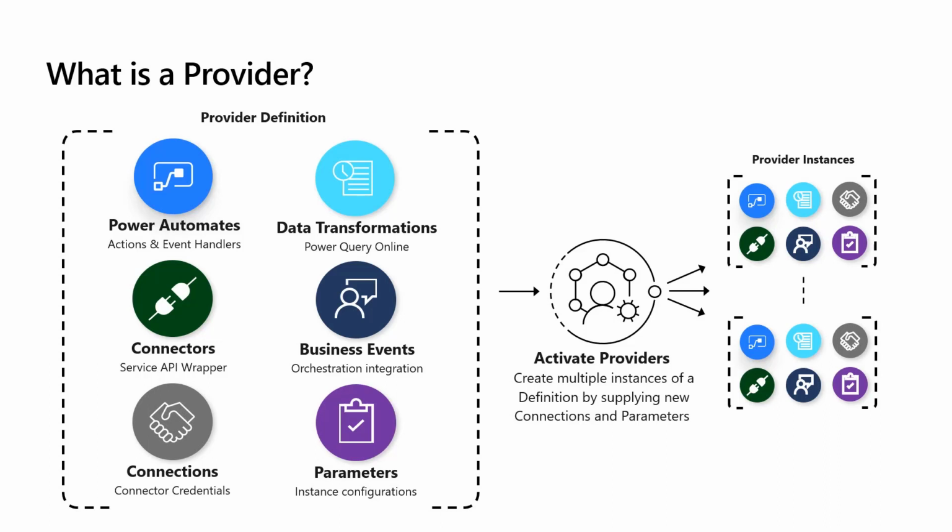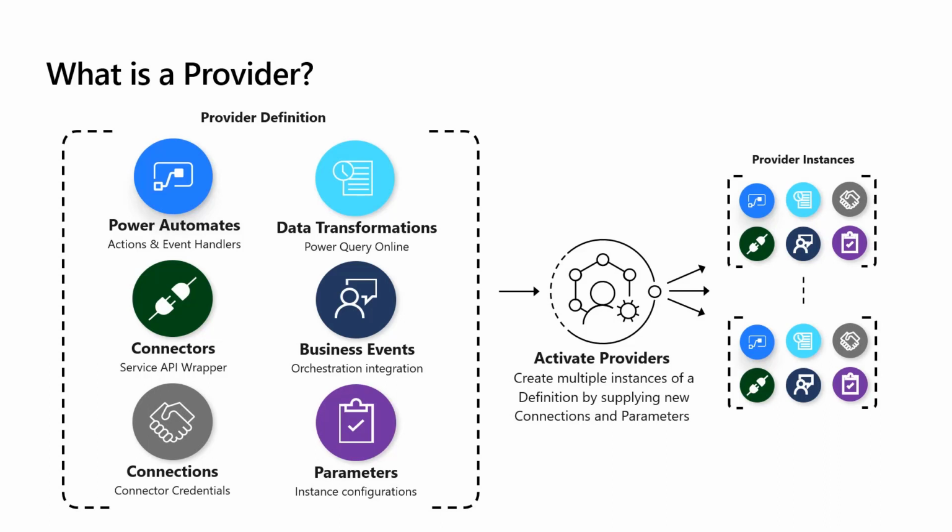As we mentioned, there might be event handlers. We might have business events that can be raised by the actions from a provider, and then we can use those in the orchestration process. Lastly, we might have parameters. For example, a certain provider might need configuration to get it started.